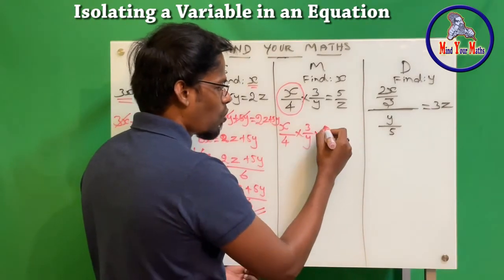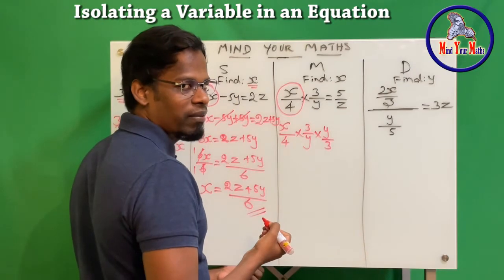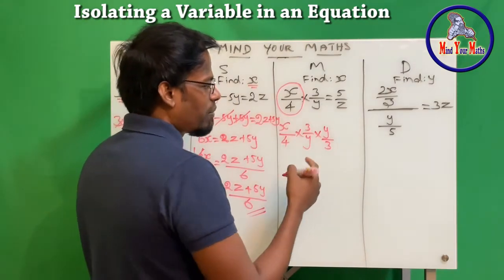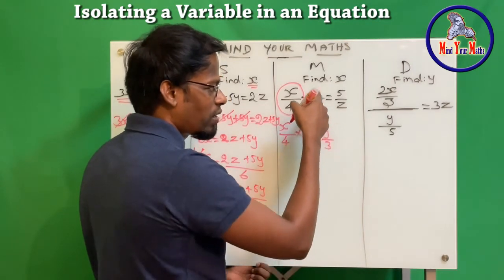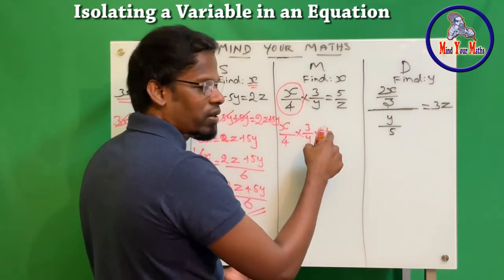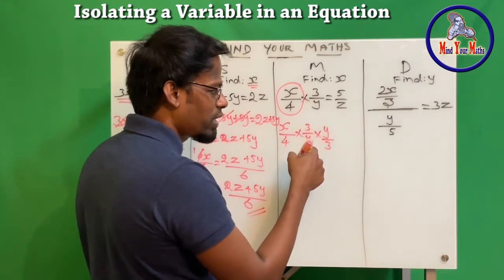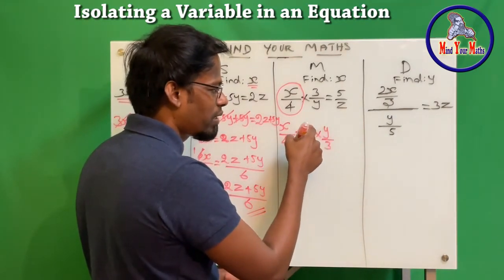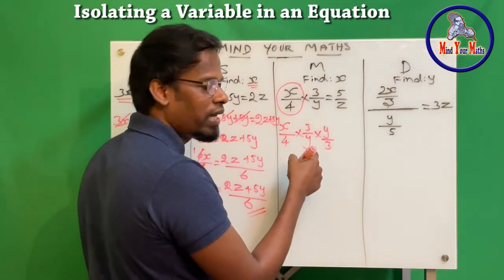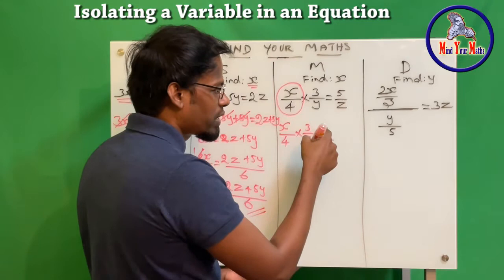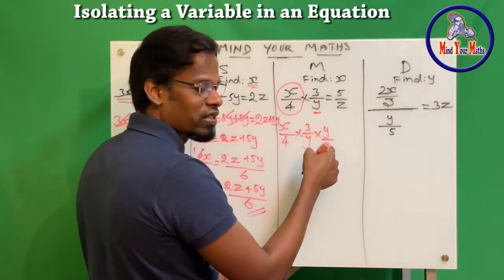Multiply y by 3, y divided by 3, right? And because we need to cancel this one, that's why we are doing it. We need to cancel out this one, that's why we are using the reciprocal of this number. You see, the y goes up and then 3 goes down, numerator and denominator, right? So this is actually the reciprocal value of this one.